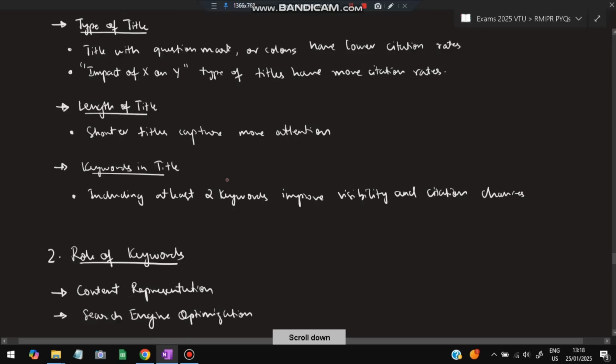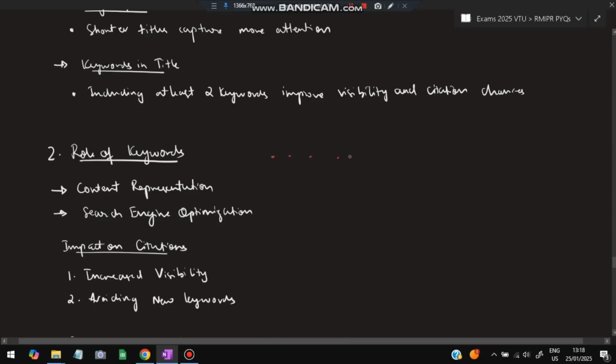Now, the role of keywords. What is a keyword? If we write about a forest, the keywords will be trees, animals, sky, plants, sand, and water. All those things are keywords. They help in content representation: what is your paper about? That content it represents. Then search engine optimization: if you have mentioned specific and relevant keywords, your paper will be more visible. Okay, it improves visibility. So the citation impact is increased visibility, and avoid new keywords. If you use new keywords which are not used previously, people may not search for them and your paper may not come up. Okay, so that is the impact on citations.